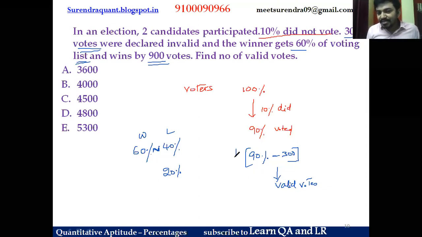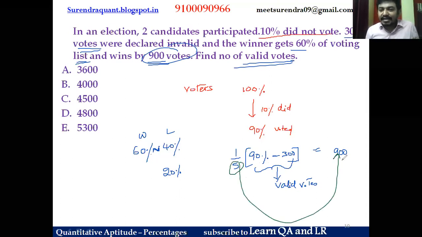So 20% means 1/5, right? So 1/5 of the valid votes is majority, which is given as 900 votes. But we don't need to find out the total votes. We need to find out the valid votes. So what do you mean by valid votes? This 90% minus 300 is valid votes. Now simply send this 5 to the right side. So 900 into 5, 4,500 votes are the valid votes, and that is option C.